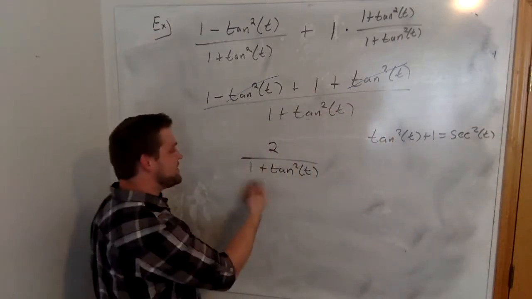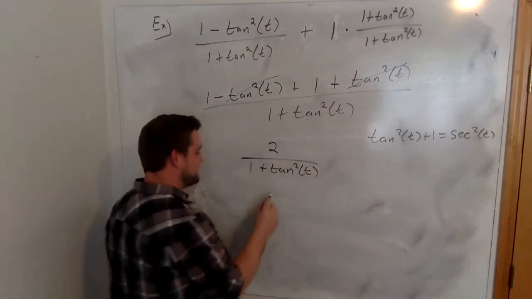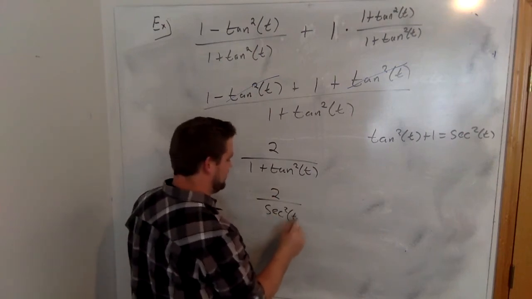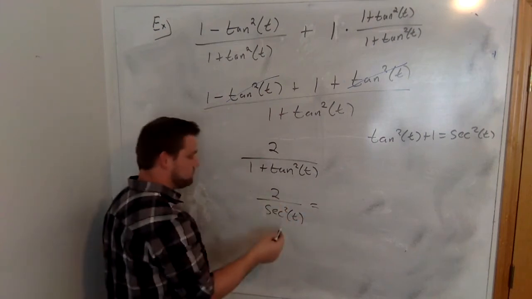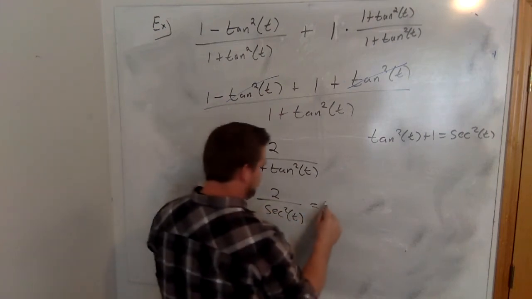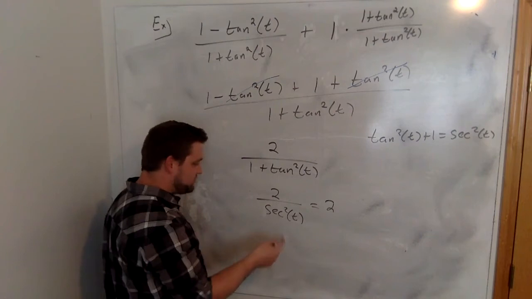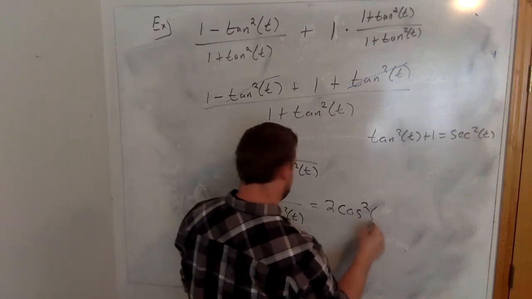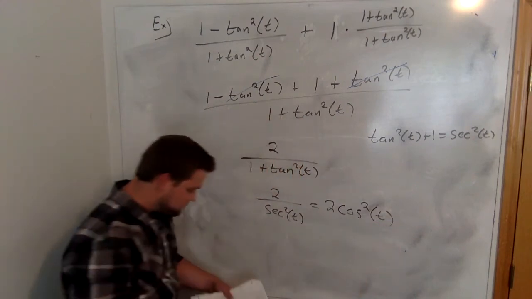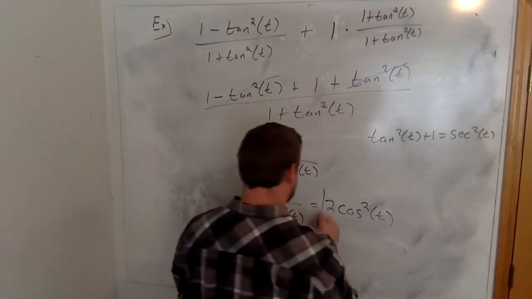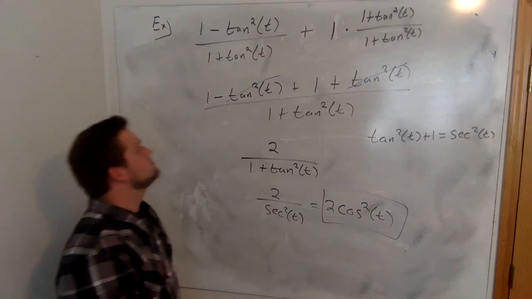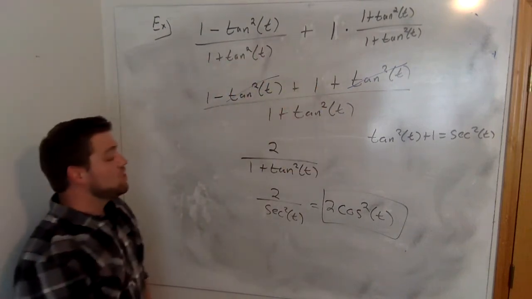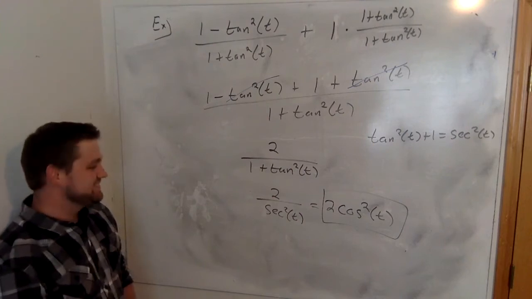So this denominator here is the same thing as secant squared. This is 2 all over secant squared of t. But this is 1 over secant squared. This is the same thing as 2 times, well, 1 over secant squared is the same thing as what? This would be cosine squared of t. And here we have it. This is the answer: 2 times cosine squared of t. This whole ugly thing, the whole time, was just 2 times cosine squared of t.